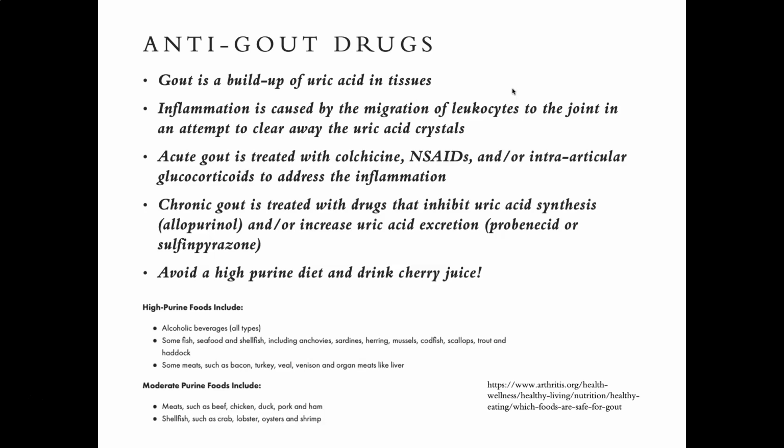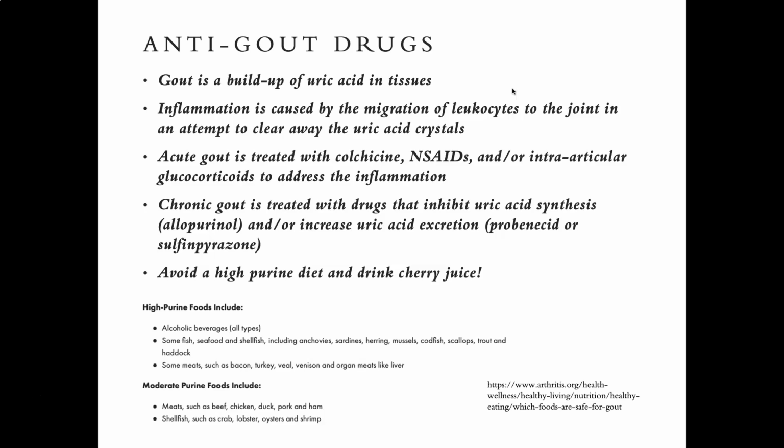Acute gout is treated with colchicine, NSAIDs, and/or intra-articular glucocorticoids to address the inflammation. Chronic gout is treated with drugs that inhibit uric acid synthesis and/or increase uric acid excretion. So that's where you get into the allopurinol or the probenecid. The best way to treat gout is to avoid a high purine diet and drink cherry juice. Just so happens my grandfather had this, so this is familiar to me.